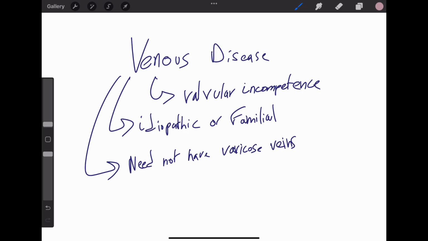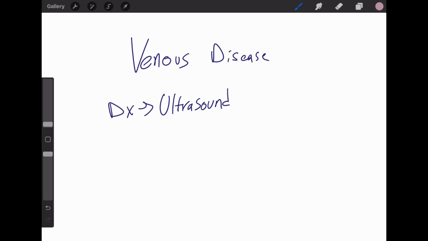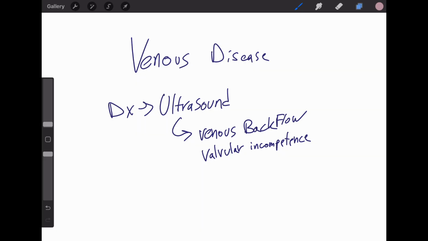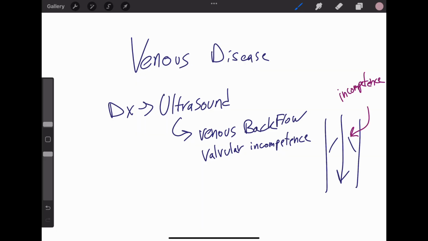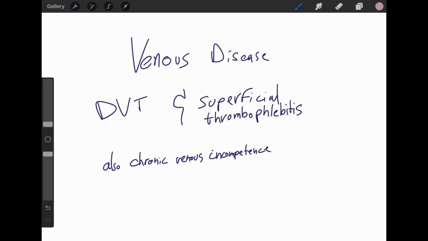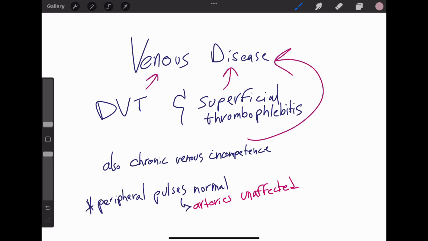Now, typically, diagnosis via ultrasound. This can demonstrate venous backflow or valvular incompetence, even in the absence of visible varicose veins. This still qualifies as venous disease. As far as DVT goes, that's deep venous thrombosis, and superficial thrombophlebitis, both can be considered venous diseases. But a patient may also just have chronic venous incompetence without a DVT, superficial thrombophlebitis, or varicose veins.